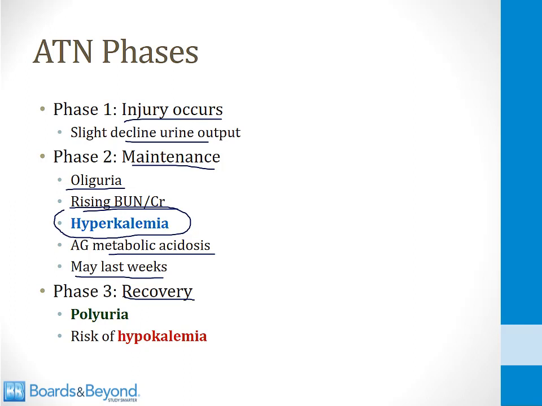So patients in this phase have polyuria, and in contrast to phase two, the risk here is hypokalemia. There's so much urine output that potassium can be lost in the urine, and hypokalemia may develop. So it's very high yield for your boards to remember that there are three phases, and in phase two, there's low urine output and hyperkalemia. In phase three, there's high urine output and hypokalemia.